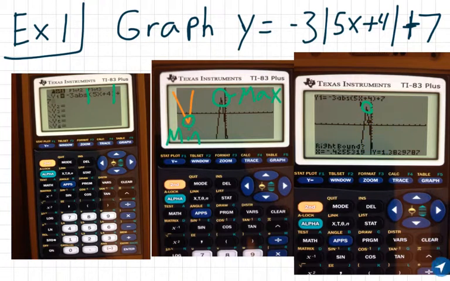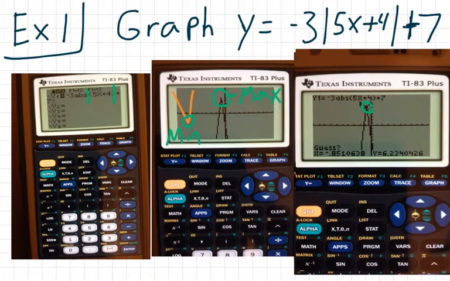Then it's going to ask you to guess. When it asks you to guess, just pick a point that's as close to the actual vertex as you can get. Sometimes your cursor won't let you get exactly on top, but get as close as you can, and then press enter. When you do that, it will tell you the vertex of this graph. They'll call it the maximum, but you'll know it's the vertex. And in this case, it should look something like this. I'm going to put it over here.